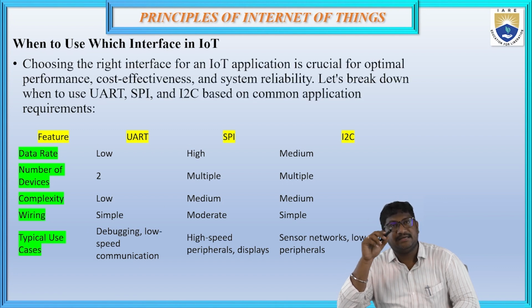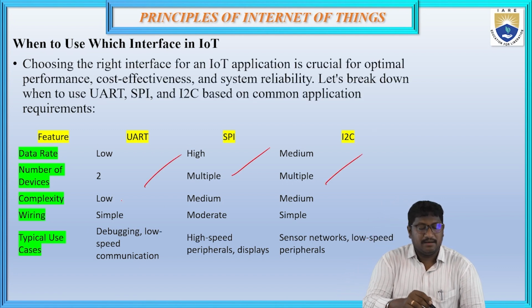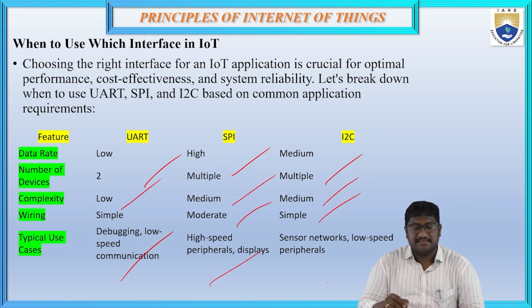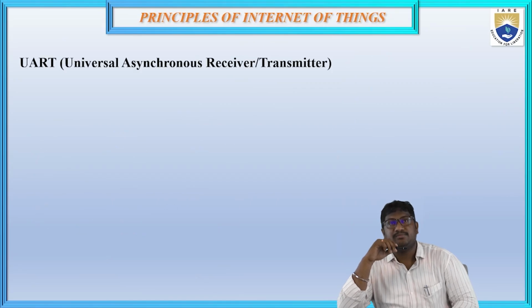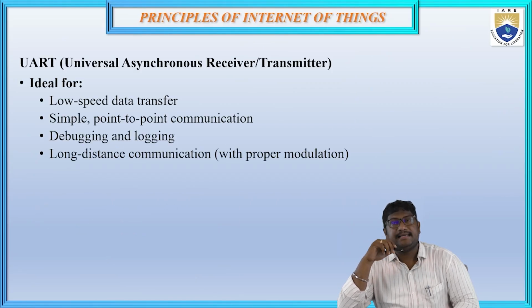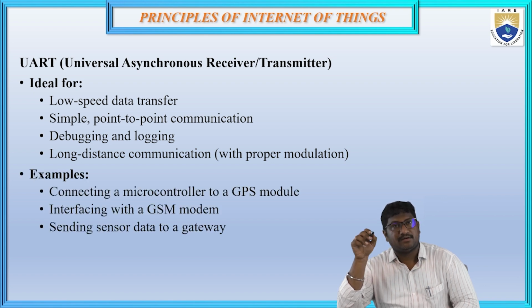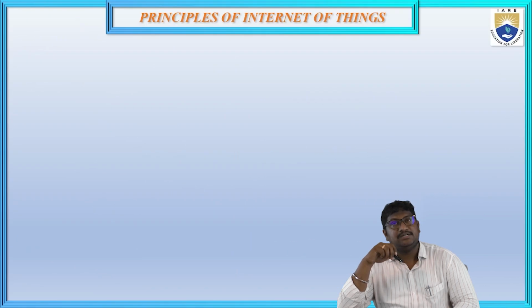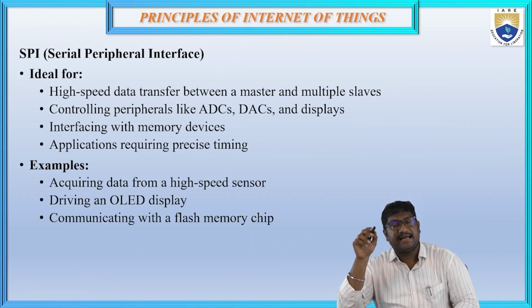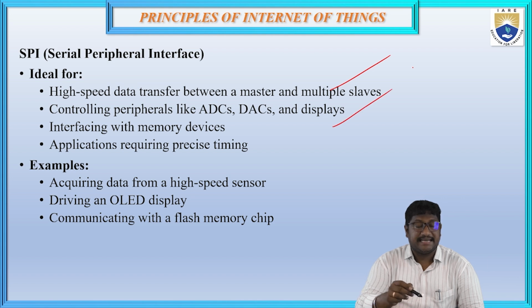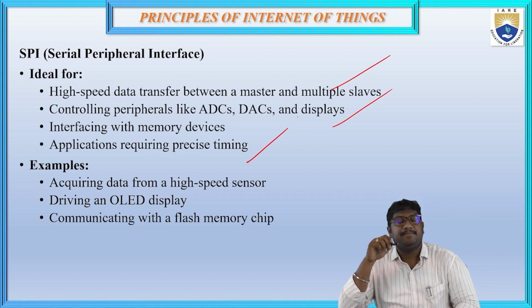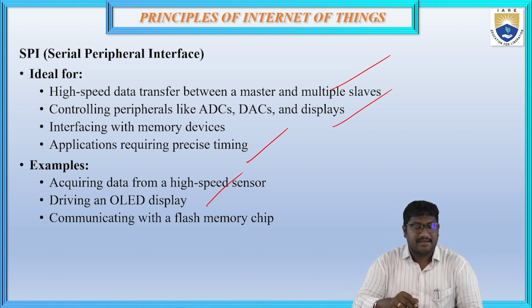Data rate: low, high, medium. Number of devices: 2, multiple. Complexity: low, medium. Wiring: simple, moderate, simple. Typical uses: debugging, sensors, low speed. These are the things which have to be seen. And this is UART, ideal for low speed, simple point-to-point debugging and logging. Examples: connecting a microcontroller to GPS, interfacing a GSM modem, sending sensor data to a gateway. And coming to SPI, ideal for high speed data, controlling peripherals like ADC and DAC, analog to digital, digital to analog, interfacing with memory devices, and applications requiring precise timing. Examples are driving OLED and communicating with flash memory.